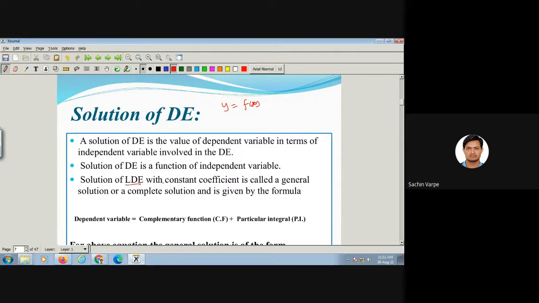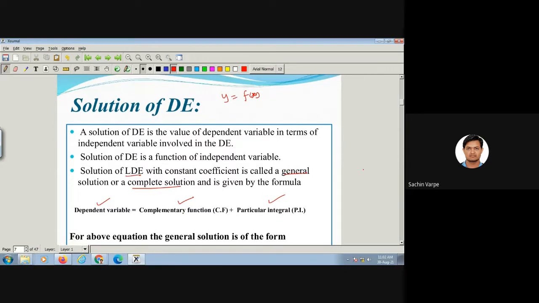The solution of a linear differential equation with constant coefficients is called the general solution or the complete solution, and it is given by the formula: dependent variable is equal to complementary function plus particular integral, CF plus PI. So we have to find the complementary function and particular integral separately. In the earlier 2015 pattern, if the question was for 4 marks, then the marking scheme was either 1 plus 3 or 2 plus 2 according to the difficulty level of the complementary function.